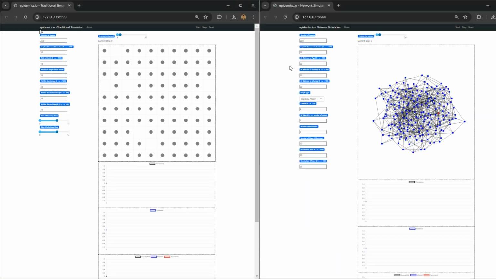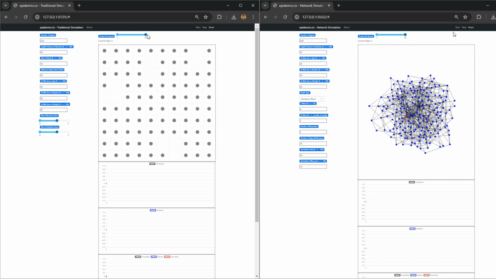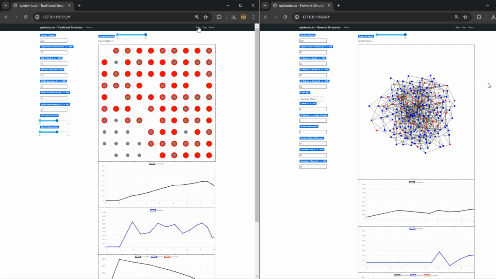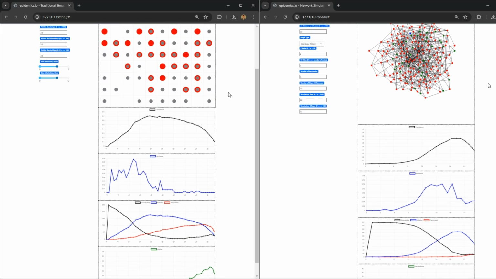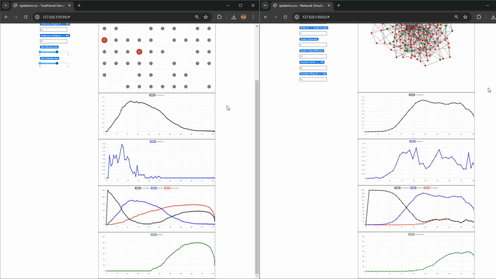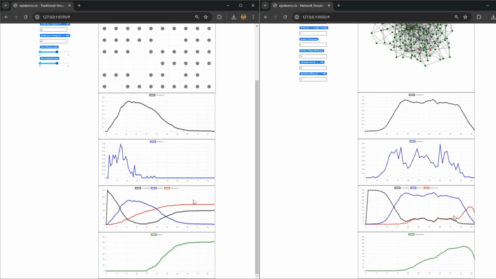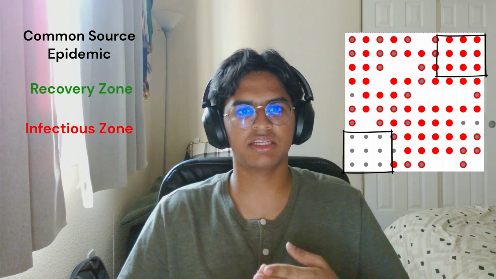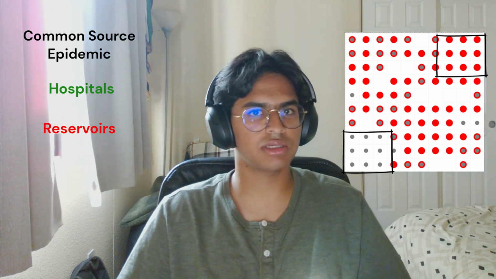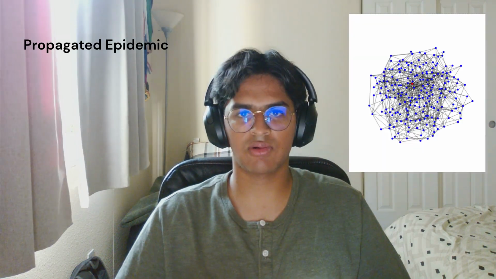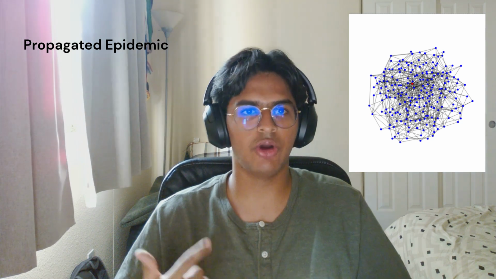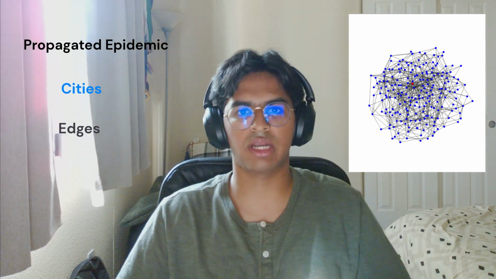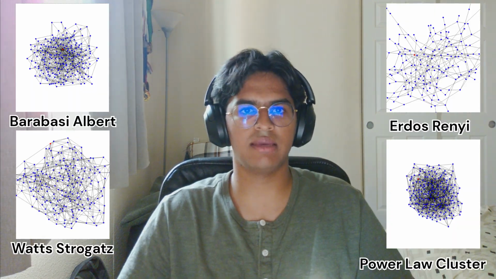We can set our parameters, then we hit reset, set our frames per second, and start the simulation. As you can see, we record a bunch of different factors while our simulation is running, including the prevalence, incidence, and SIR values. Our grid-based model represents a common source epidemic, with recovery and infectious zones representing hospitals and reservoirs. Meanwhile, our network-based model represents a propagated epidemic, with its nodes and edges representing cities and transport networks. Furthermore, we can change the arrangement of these networks by editing the graph type.